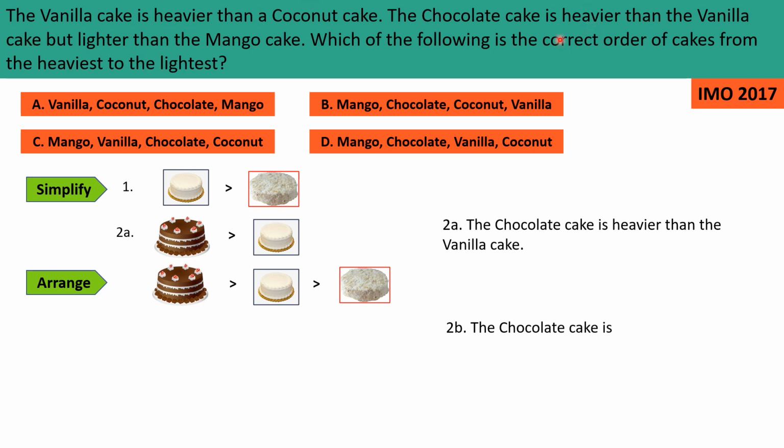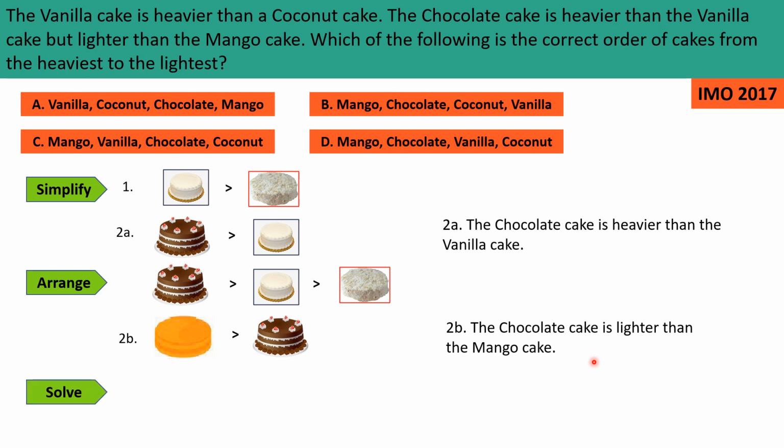The chocolate cake is lighter than the mango cake. It implies chocolate cake is the lighter one and mango cake is the heavier one. Let's simplify again. Mango cake is heavier than chocolate cake. Finally comes the solving part.